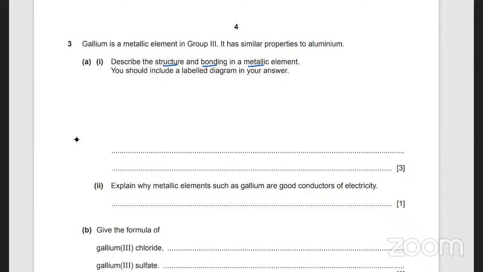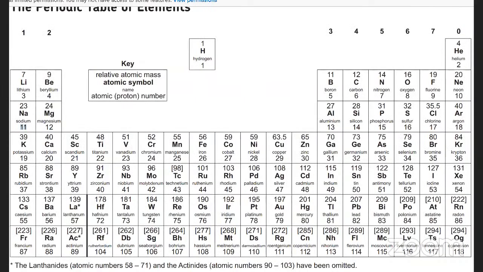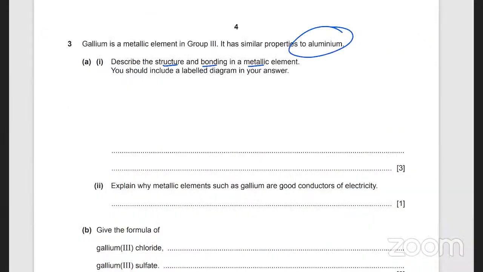उसमें वो लिखता है regular arrangement of positive metal ions in a sea of delocalized electrons. You have to write regular arrangement. ठीक है, अच्छा. I'm going to explain metallic bonding quickly. Remember metals की एक प्रॉपर्टी है. Metals are on the left side of the periodic table. This entire left side is your metals. Up till boron there's a staircase, and on the left side, metals always like to lose electrons.